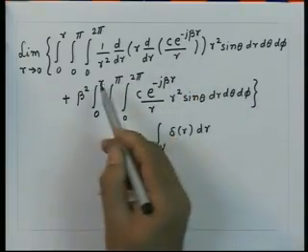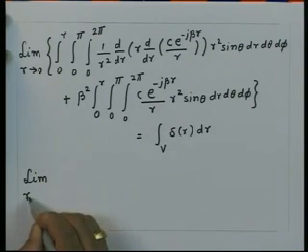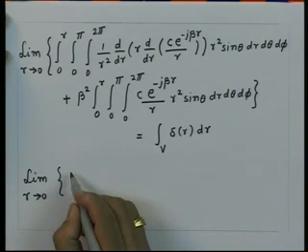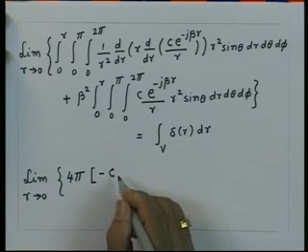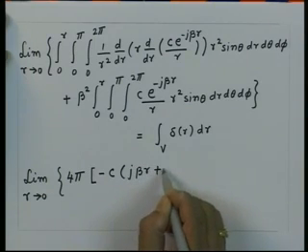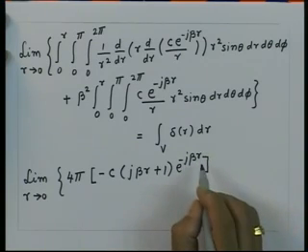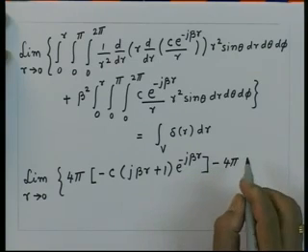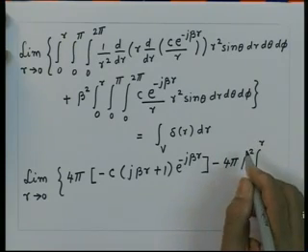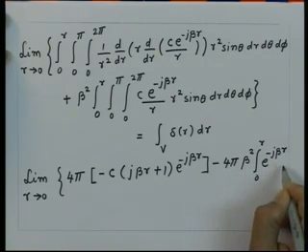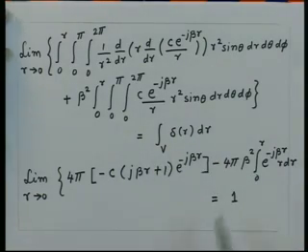I can differentiate this quantity here and write down this integral, and that can essentially be written as limit r tends to 0, 4 pi, minus c, j beta r plus 1, e to the power minus j beta r, minus 4 pi beta square, integral 0 to r, e to the power minus j beta r r dr, that is equal to 1, because this integral by definition of delta function is equal to 1.